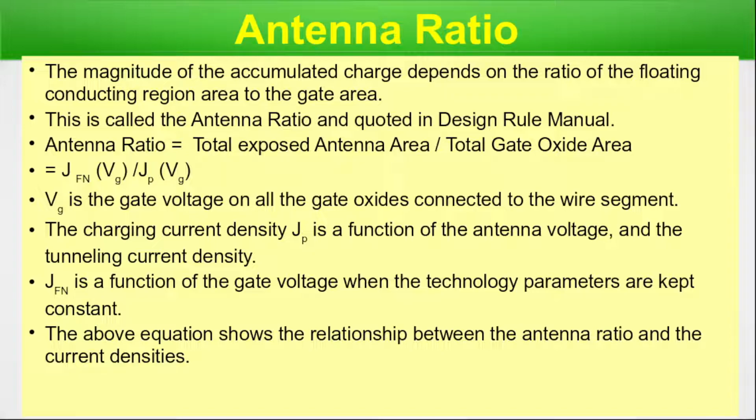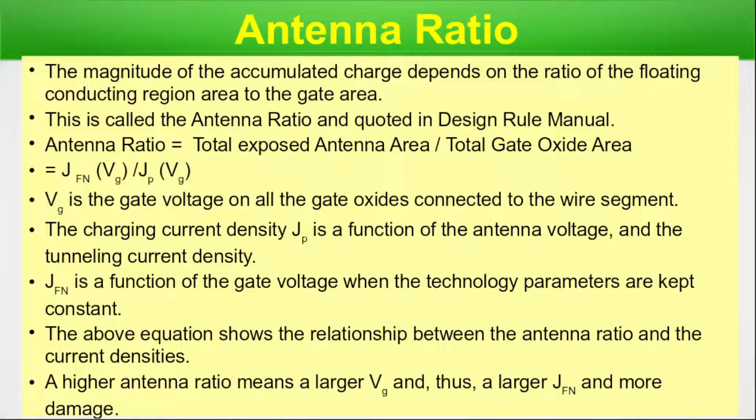The above equation shows the relationship between the antenna ratio and the current density. A higher antenna ratio means a larger Vg, and thus a larger JFN and more damage. This ratio is very important with respect to the physics happening behind the antenna breakdown. So we're done with this particular slide. Let's move on to the next slide.